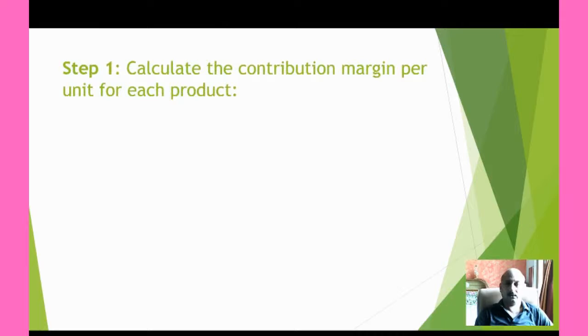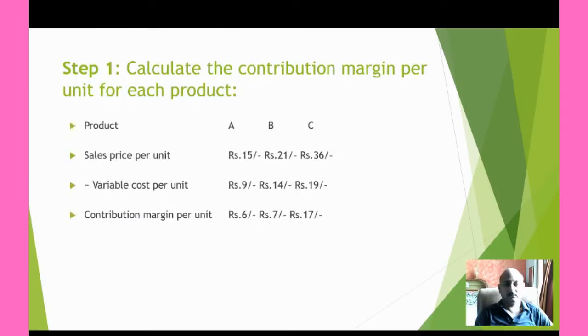When we calculate the weighted average contribution margin per unit of the sales mix, we have to use this method. Product A contribution margin per unit into product A sales mix percentage, plus product B contribution margin per unit into product B sales mix percentage, plus product C contribution margin per unit into product C sales mix percentage, equals the weighted average unit contribution margin of all three products.